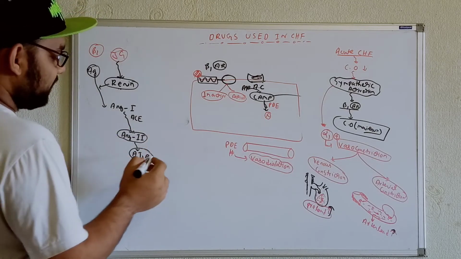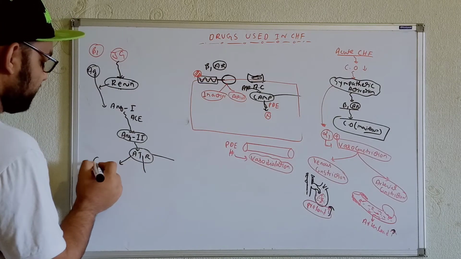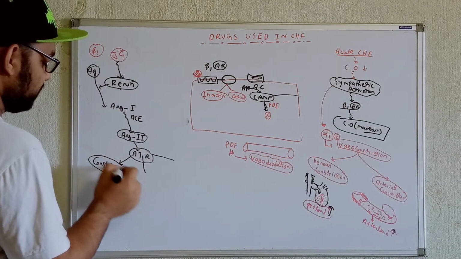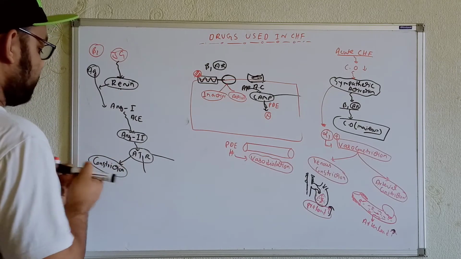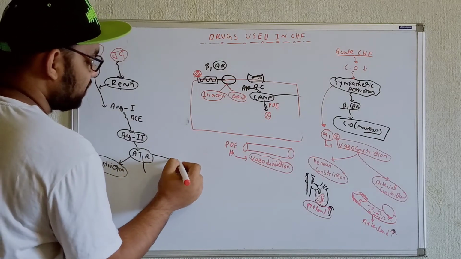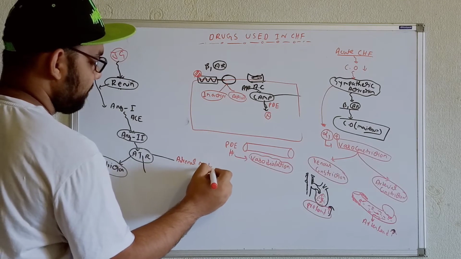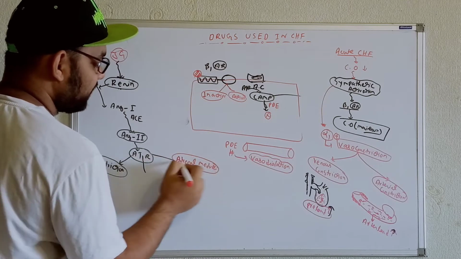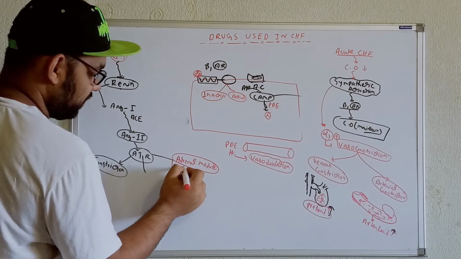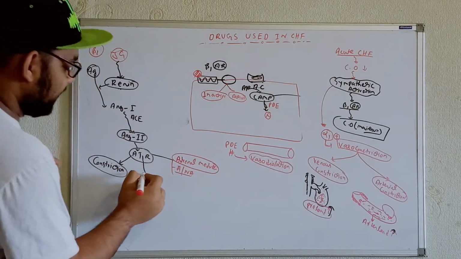Now whenever it is activated, it can do several functions. One function, what will it do? Constriction. So we'll see vessel constriction over here. The next thing, in these cases it can also activate the adrenal medulla. Whenever the adrenal medulla is activated, it will release more adrenaline and noradrenaline. And the last thing, it can also activate aldosterone.